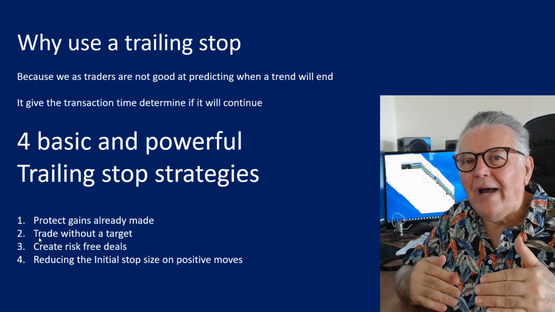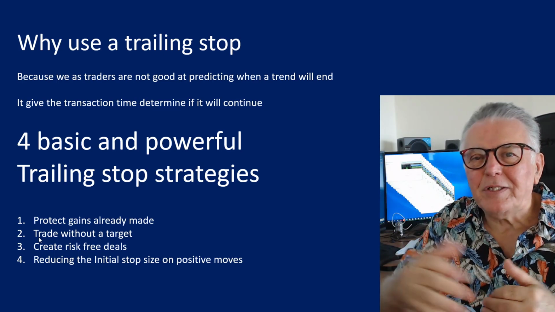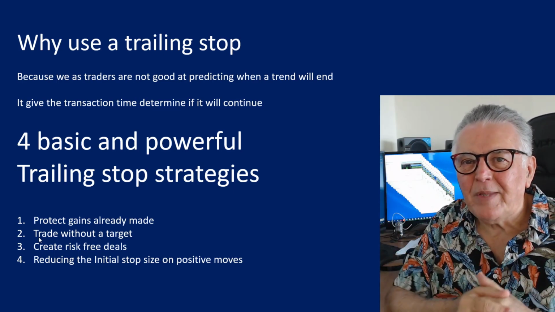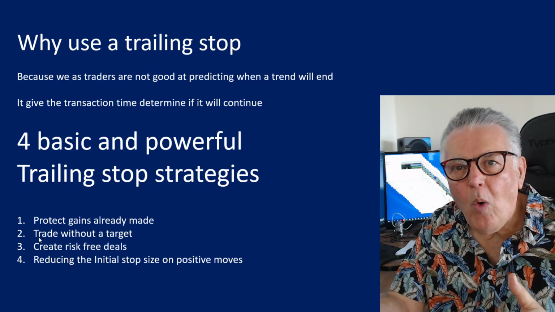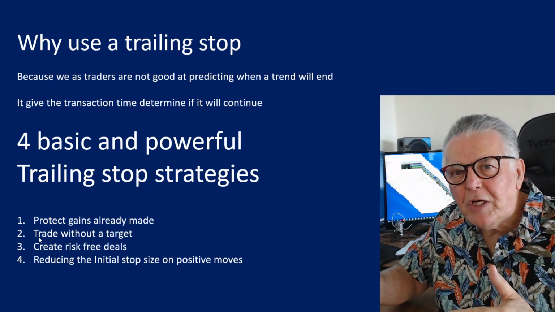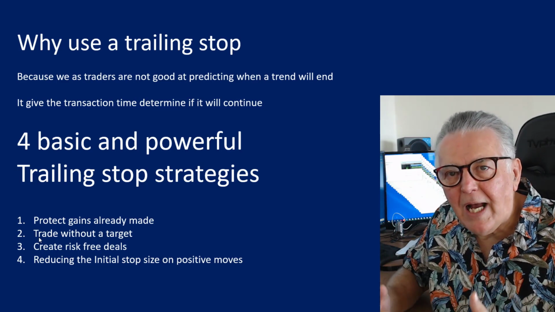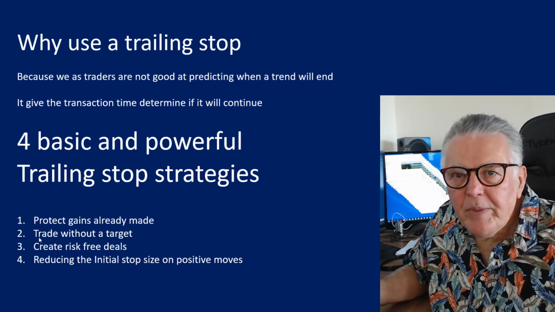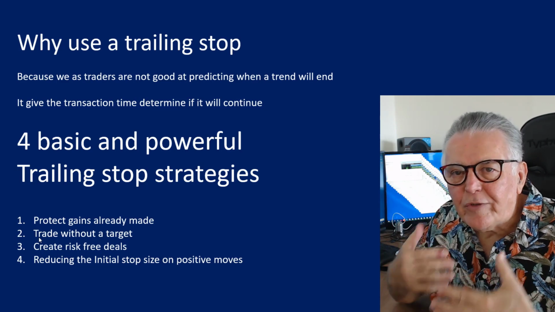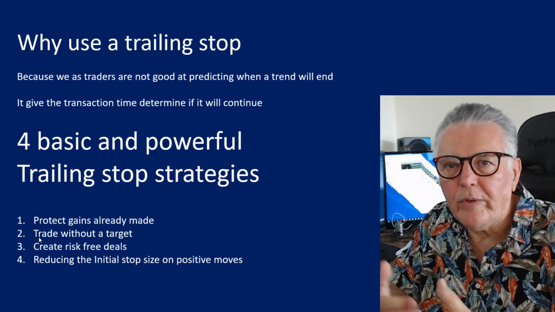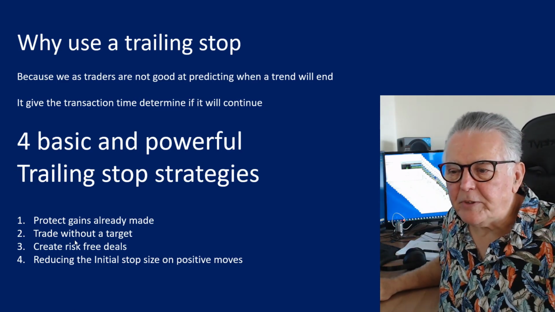So you can either get stopped out by a reversal, by a retracement, or the price can just continue to go down and down and down. And that's the beauty of the trailing stop strategy without a target. Nobody knows when the trend will stop, and the trailing stop can just keep you in the deal all the time. So that's strategy number 2.